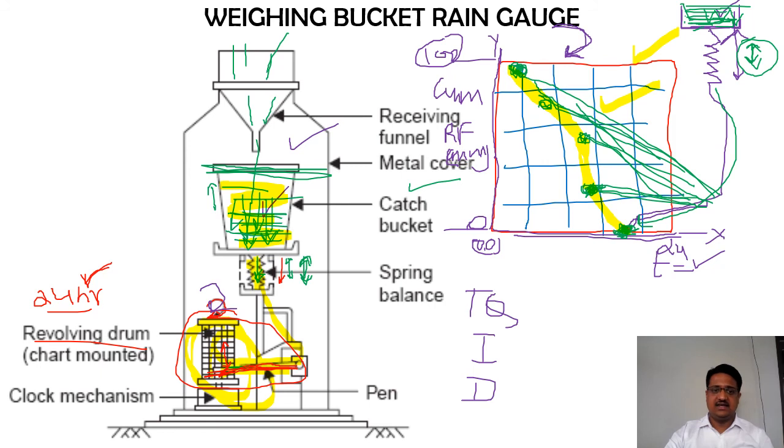So all these things will be assessed just with the help of the rainfall mass curve. Okay, so this is the construction and working principle of the weighing bucket type of rain gauge station. Here also, again I'll repeat, the rainfall mass curve, this entire curve.